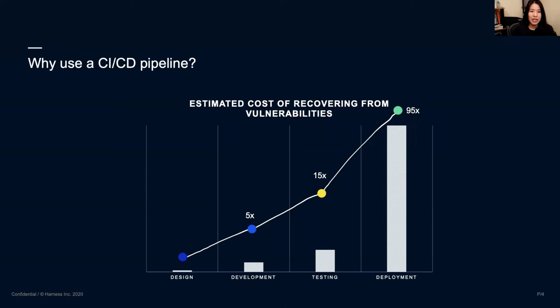And so the question might come up, well, why use CI/CD pipelines in the first place? I think that question comes from a lot of methodologies in DevOps, where we want to automate and enable the continuous delivery of software and software value. As you can see here, the cost of recovering from vulnerabilities dramatically increases the further down in the process that we go.